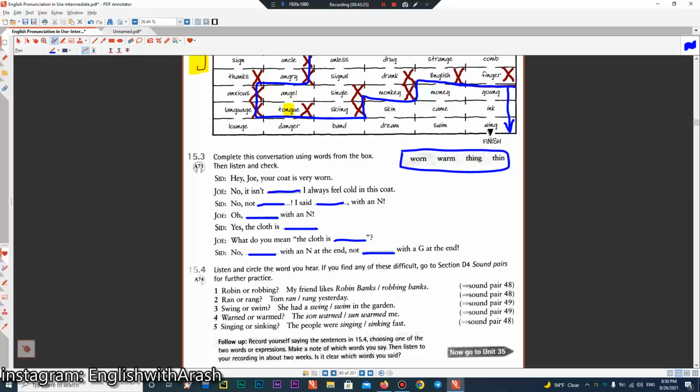A72. I met him. A73. Hey, Joe, your coat is very warm. No, it isn't warm. I always feel cold in this coat. No, not warm. I said worn, with an N. Oh, worn with an N. Yes, the cloth is thin. What do you mean, the cloth is thin? No, thin with an N at the end, not thing with a G at the end.